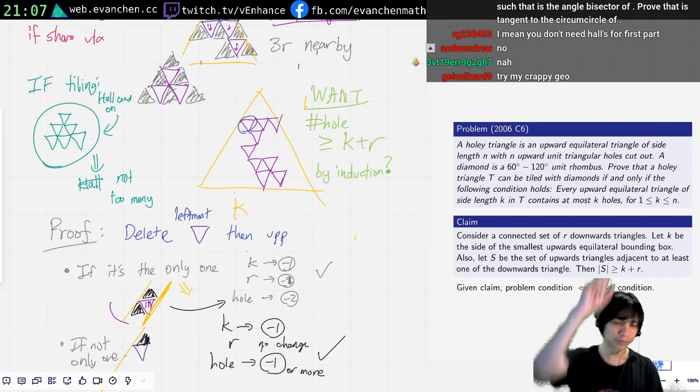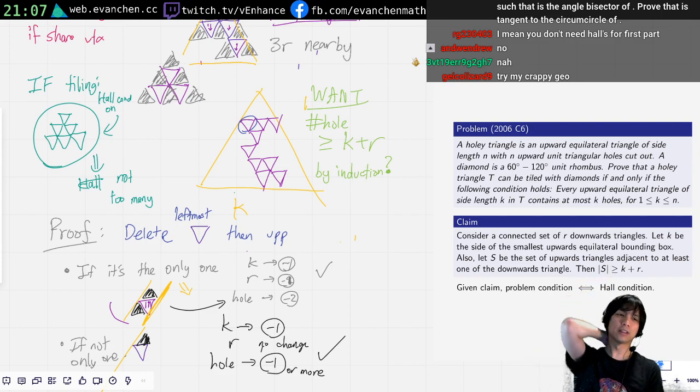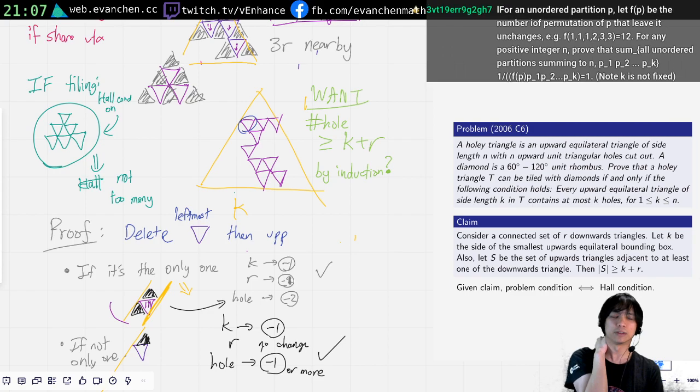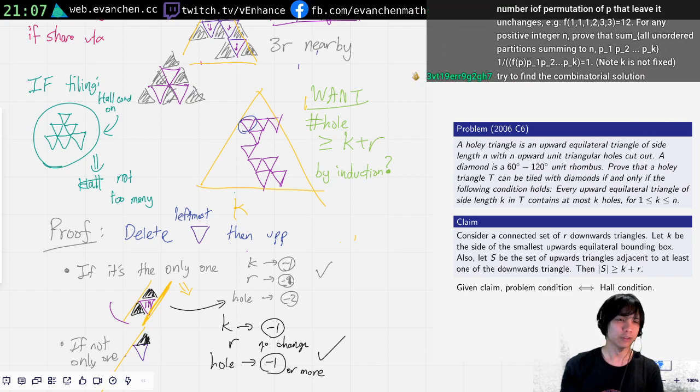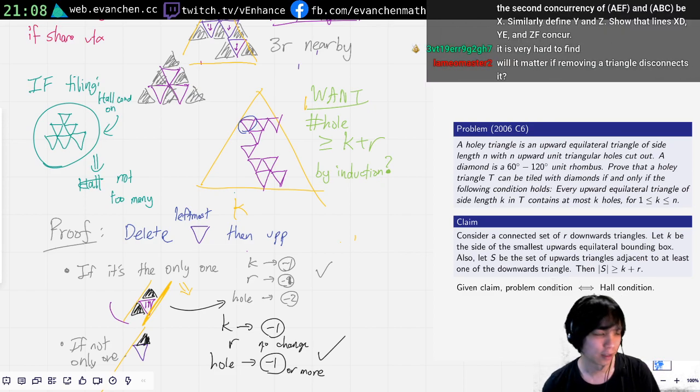You don't need Hall's for the first part. I agree, but I think it's only in the sense that one direction of Hall's theorem is obvious. Like, Hall is only useful in one direction, is what I'm trying to say. And that's the direction we used it in.